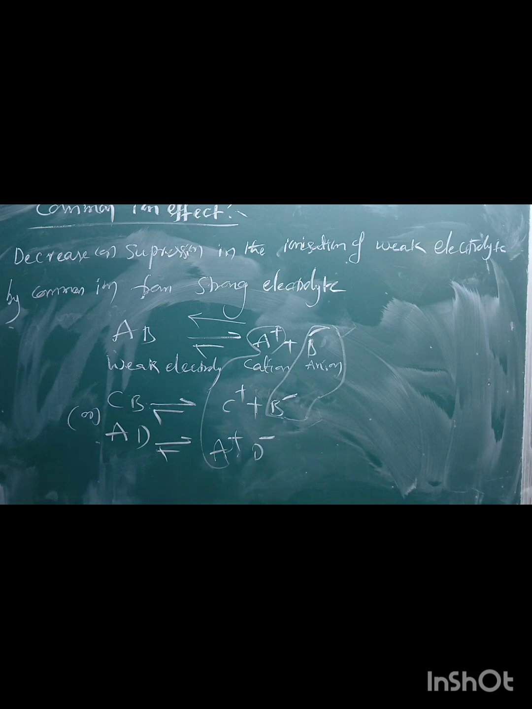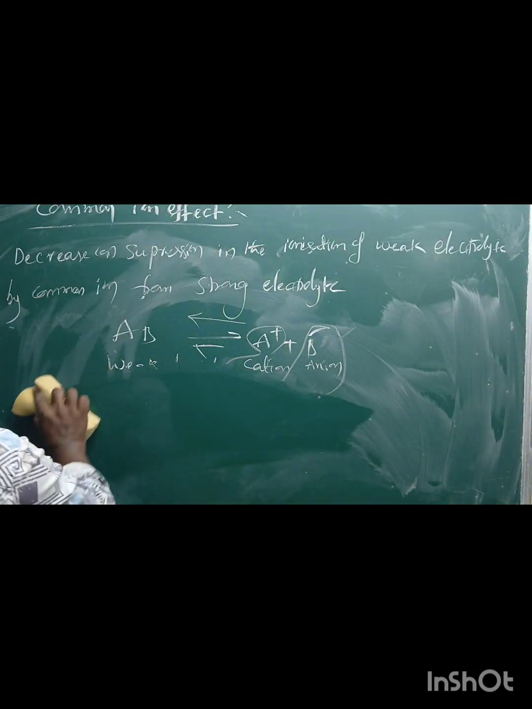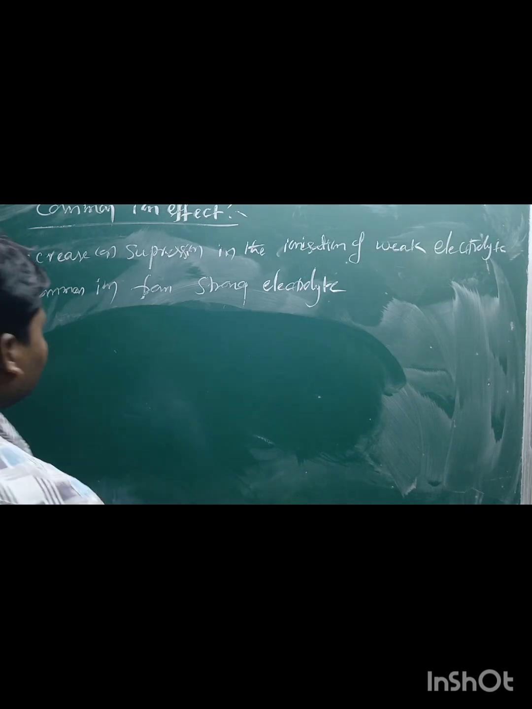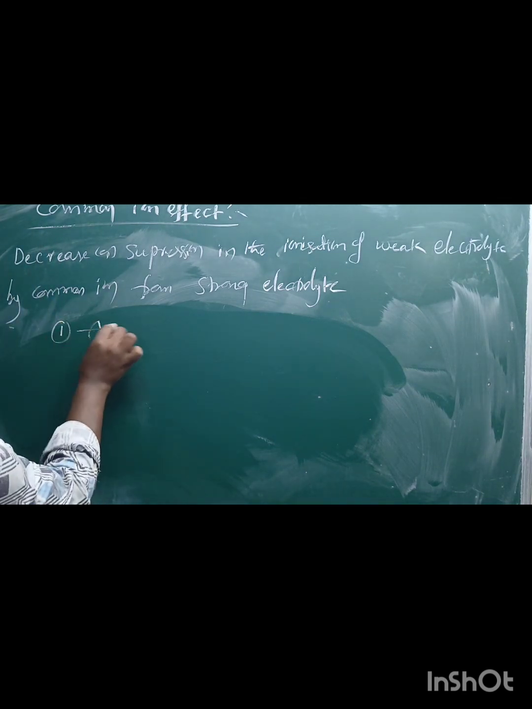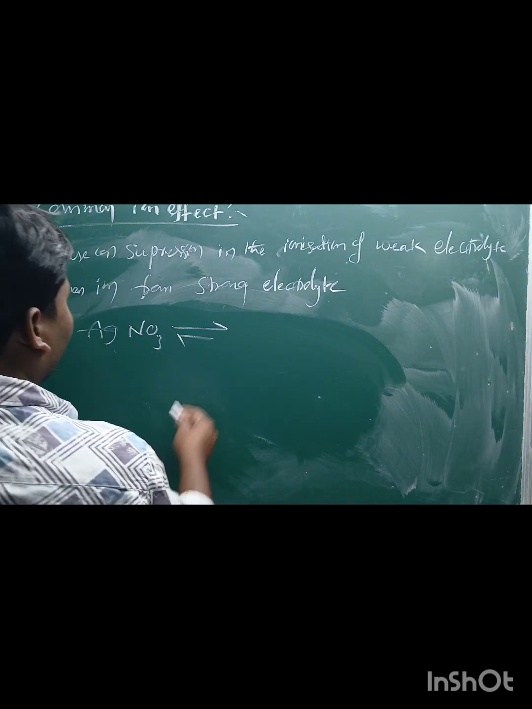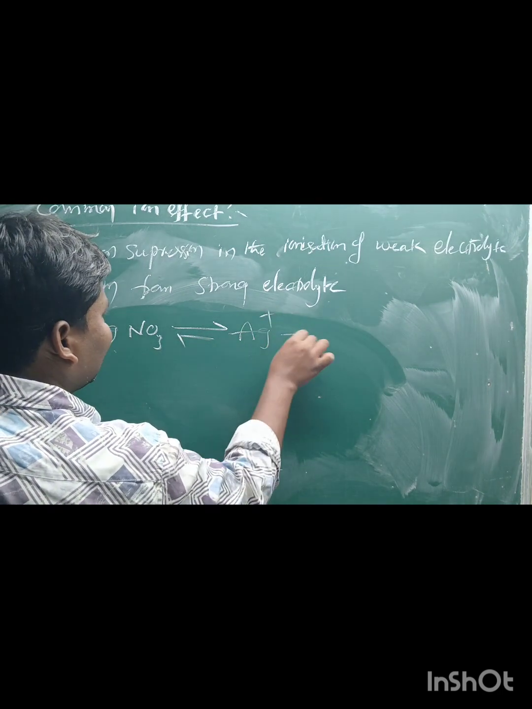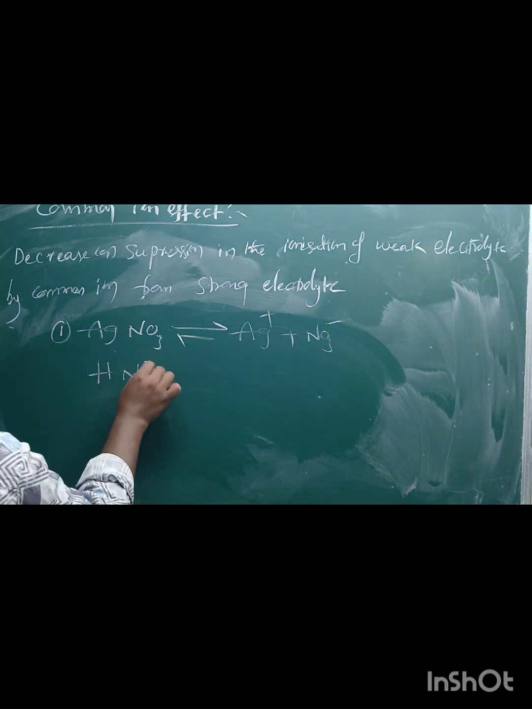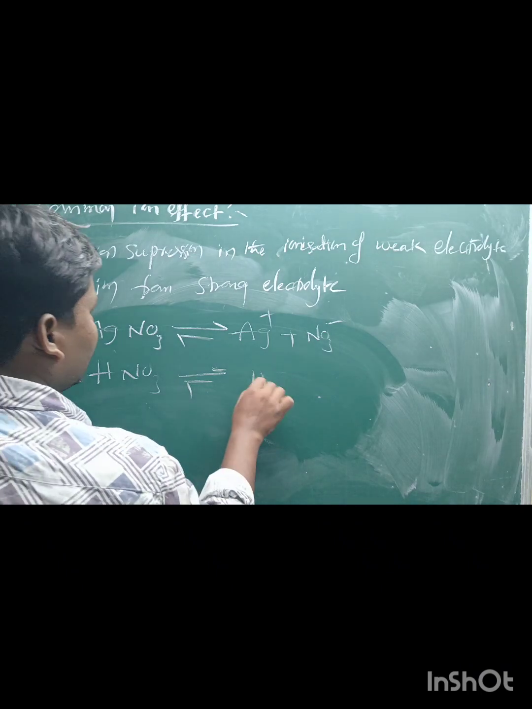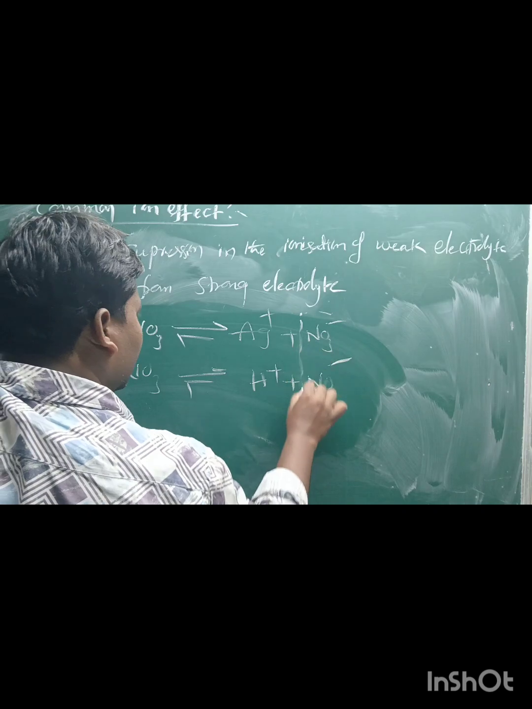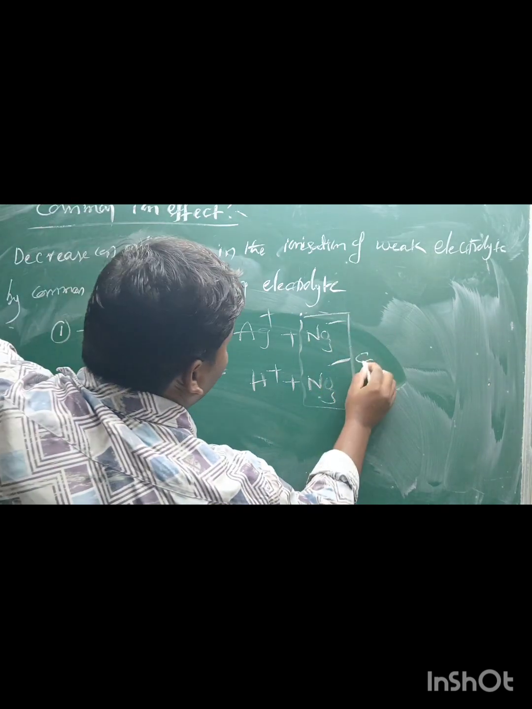Now I am taking some examples for common ion effect. You can observe here, simply AgNO3, silver nitrate. It is a weak electrolyte which can dissociate into Ag plus and NO3 minus ions. Now I am adding a strong electrolyte, nitric acid, which can dissociate into its ions including NO3 minus. So what is the common ion here? NO3 minus. These are the common ions.